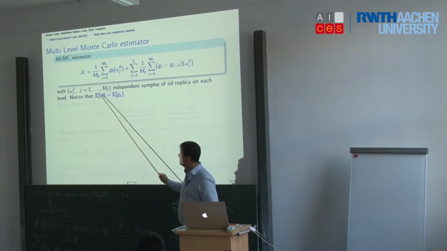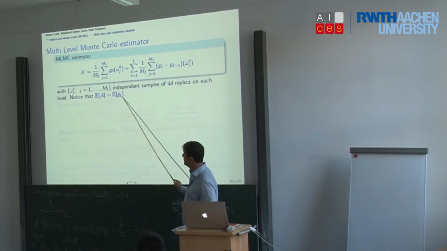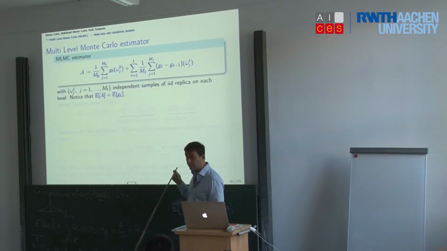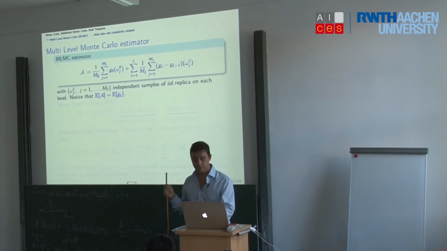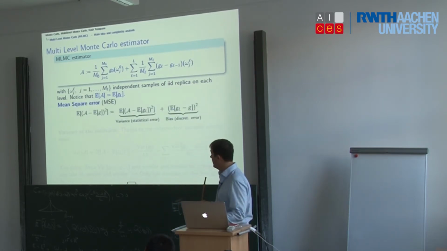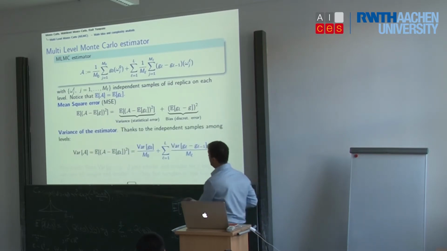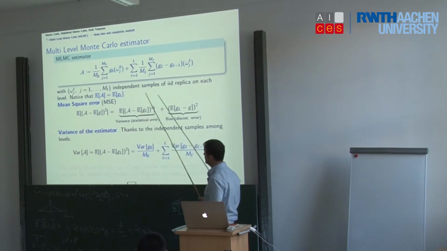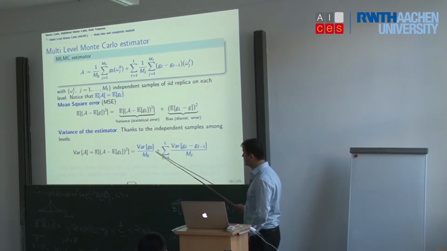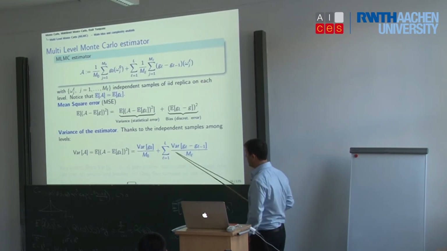Notice that we have not changed the bias of these approximations; still, by the telescopic property, we have the expected value of G_L. So we are just reducing the statistical error, hopefully. To simplify the analysis, we just consider the mean square error, which is just the variance plus the bias. So let's look at the variance. Again, we have the sum of independent quantities, and this corresponds to the sum of the variances, sorry, and for each of these terms we have a Monte Carlo-like variance divided by M_0 and divided by M_L.